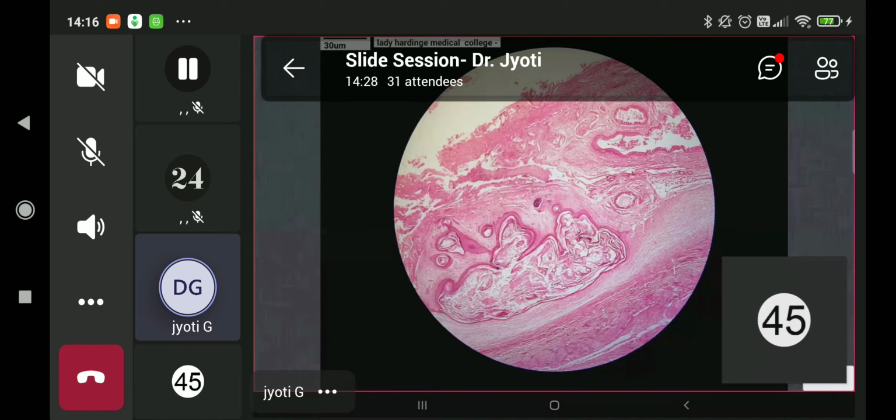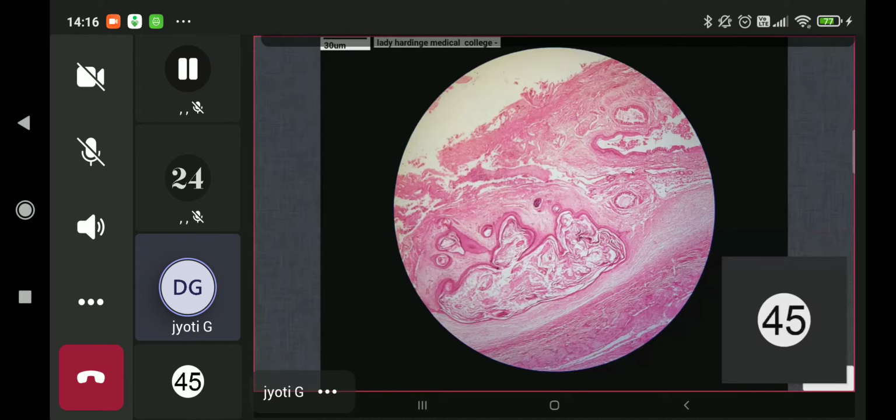Tumors today. So the first one that I'm going to show you is teratoma. So what is a teratoma?